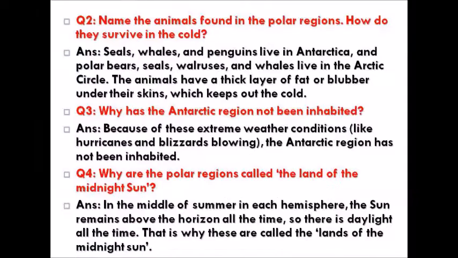Our next question is question number 2. Name the animals found in the polar regions. How do they survive in the cold? Answer: seals, whales, and penguins live in Antarctica, and polar bears, seals, walruses, and whales live in the Arctic Circle. The animals have a thick layer of fat or blubber under their skins, which keeps out the cold.